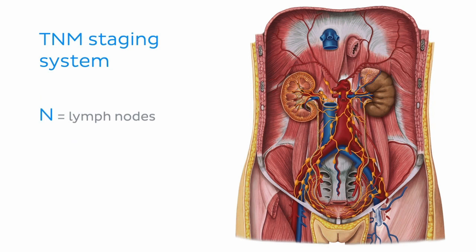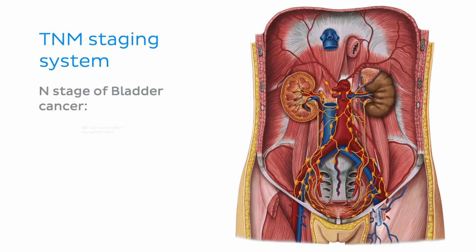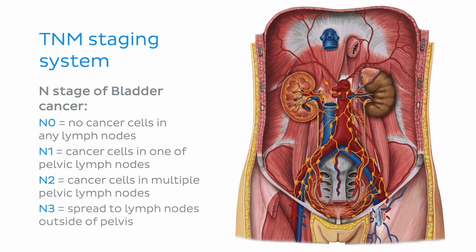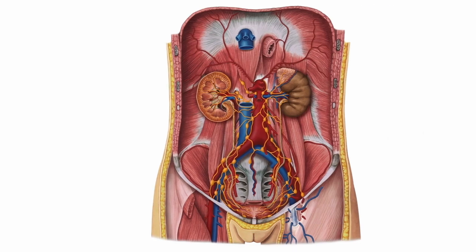Since we're talking about lymph nodes, let's talk about the N staging of bladder cancer. N0 means that there are no cancer cells in any lymph nodes. N1 means cancer cells have been detected in one of the pelvic lymph nodes. N2 signifies that cancer cells are present in multiple pelvic lymph nodes. And finally, N3 means that cancer cells have spread to one or more lymph nodes outside of the pelvis. And that brings us to the end of our tutorial.